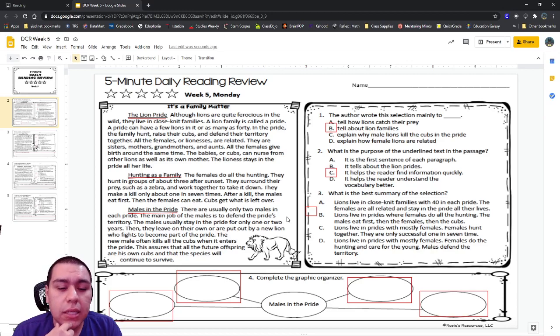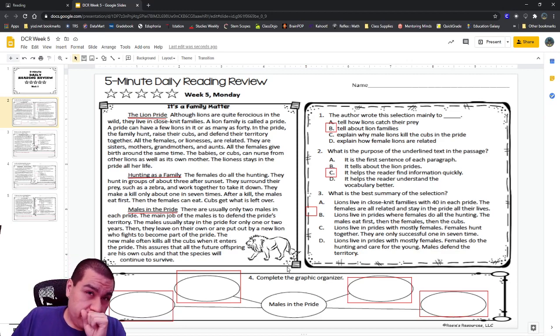What is the best summary of the selection? So a summary should tell us everything that happened, but it should tell us quickly. It shouldn't take an entire page to give us a good summary. A summary should tell you what happened at the beginning, the middle, and the end. It should tell you all the important parts, but get it done quickly. So let's see what answer choices we have.